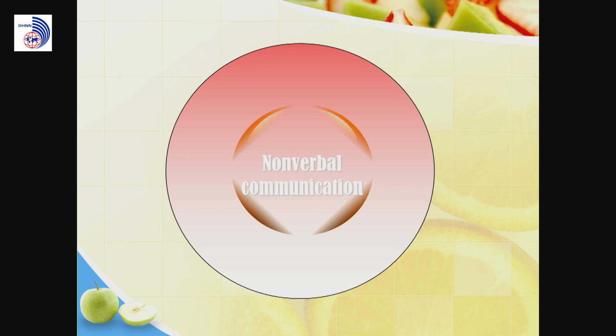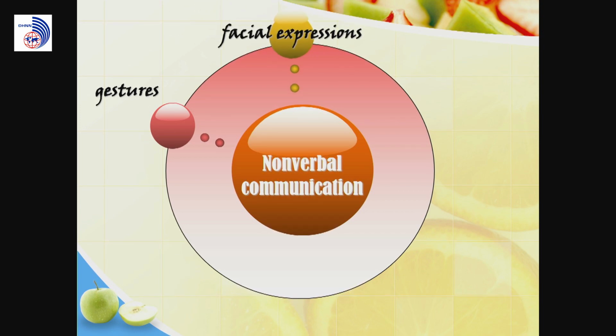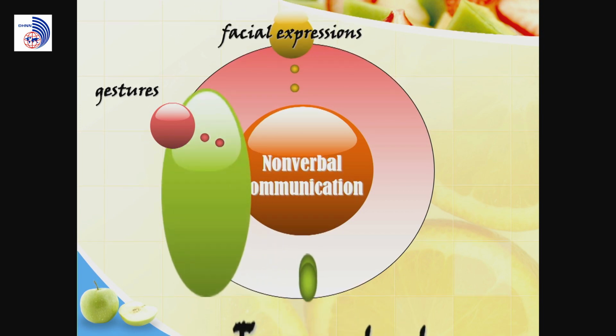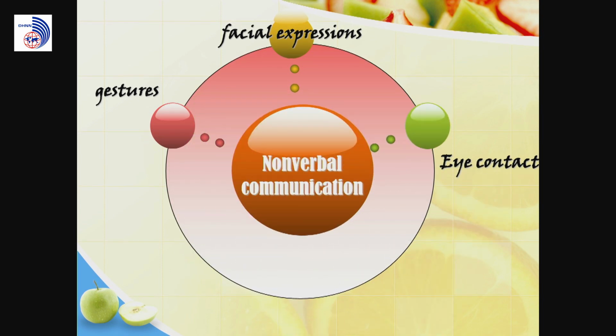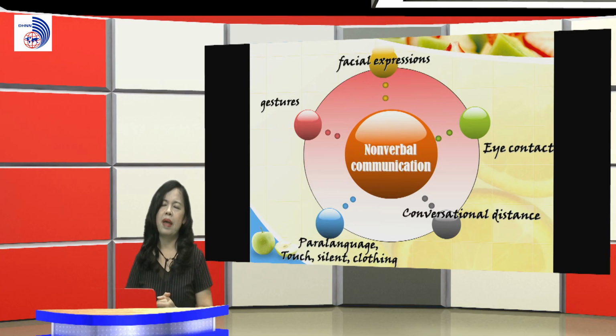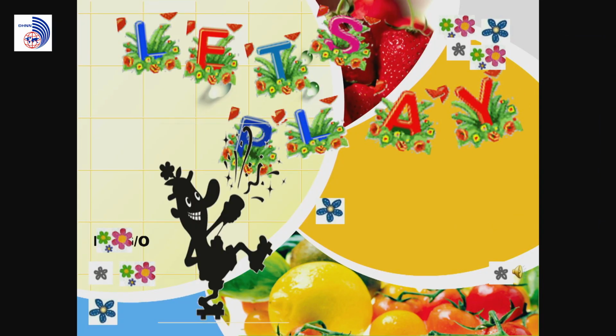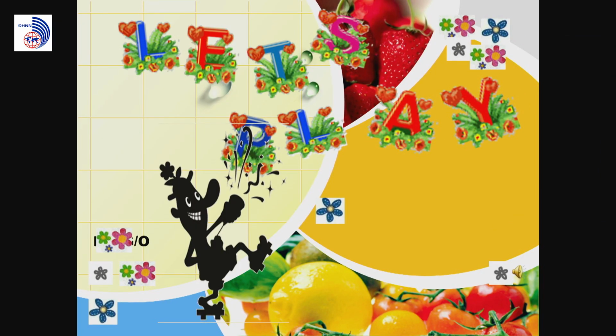So nonverbal communication can involve different types. It can be gestures, facial expressions, eye contact, the way we communicate, the conversation distance, and also some of the paralinguistic factors like body distance and touching, for example. So let's play with a mini game for you.